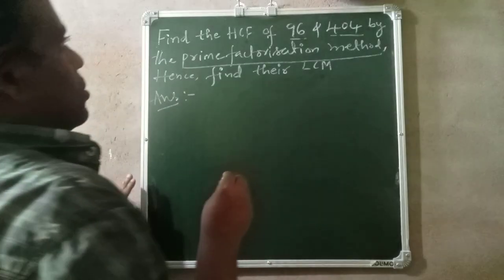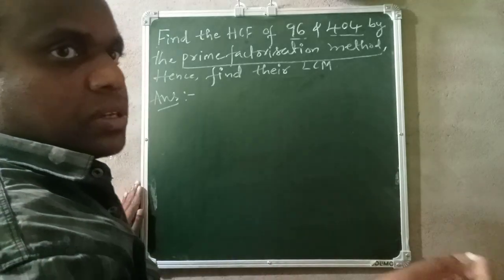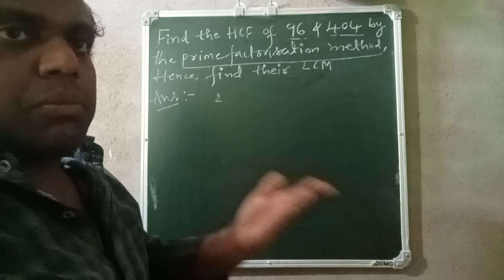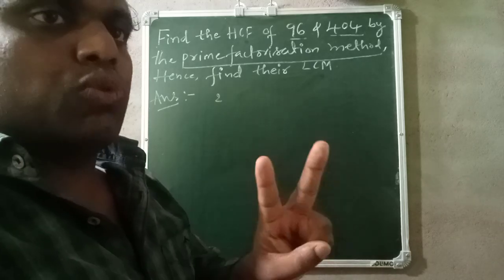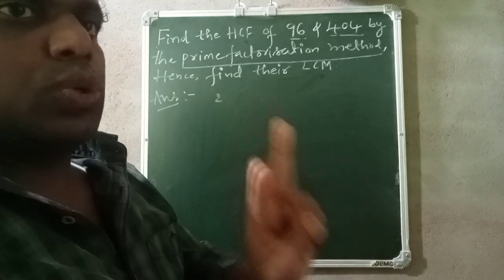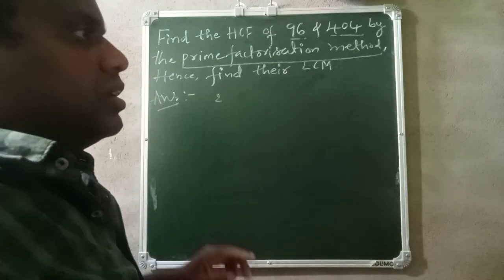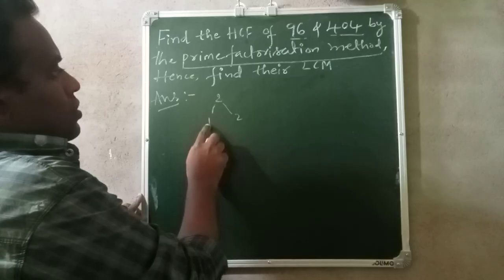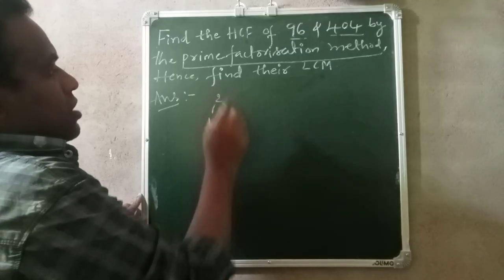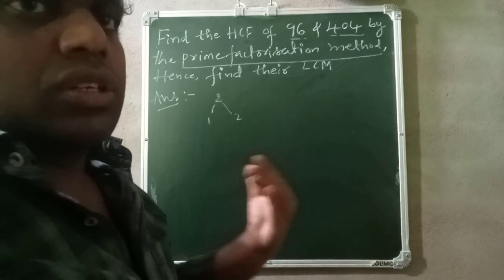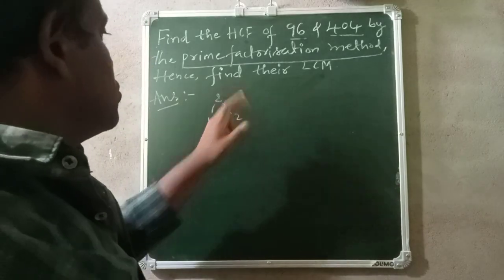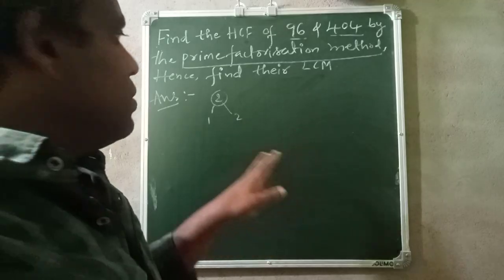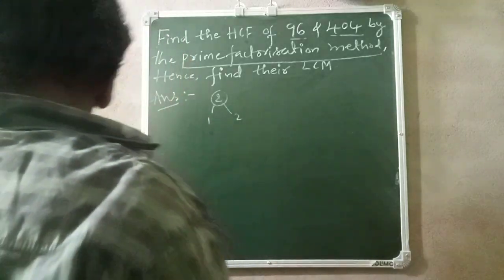First I will write prime numbers starting from 2. Prime numbers are numbers which have only 2 factors. That means only 2 numbers can divide this 2 completely: first 1, and next the same number 2. No other number can divide this 2. So that's why 2 is a prime number. A prime number has only 2 factors.